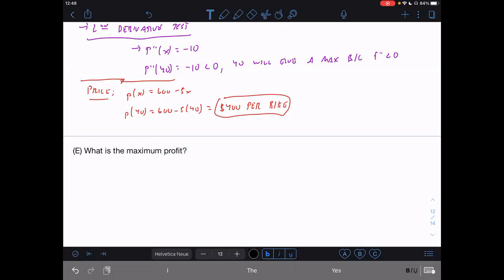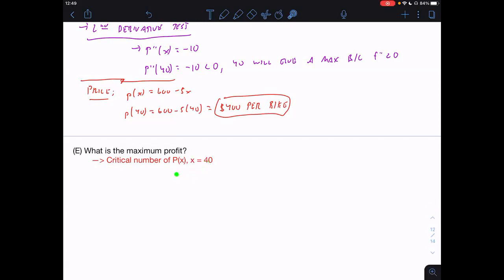Okay, well, to find our maximum profit, all we have to do is take our critical number of our profit function, which was 40, and just like we have done before to find our relative max or min, take that critical value and plug it into the original function. Okay, so we're going to take our profit function, capital P of x, and plug in 40 into it.